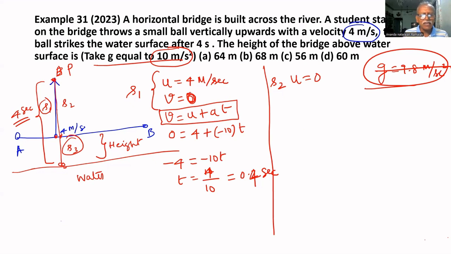The final velocity at this point is 4 meters per second. At the bridge, while coming to the bridge, its velocity is 4 meters per second. How am I saying this? Acceleration is 10. Initial velocity is 4, final velocity is 0, acceleration is 10.